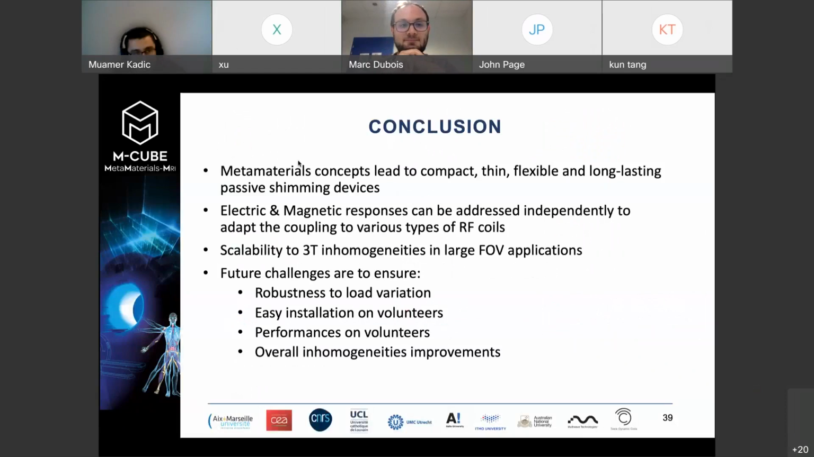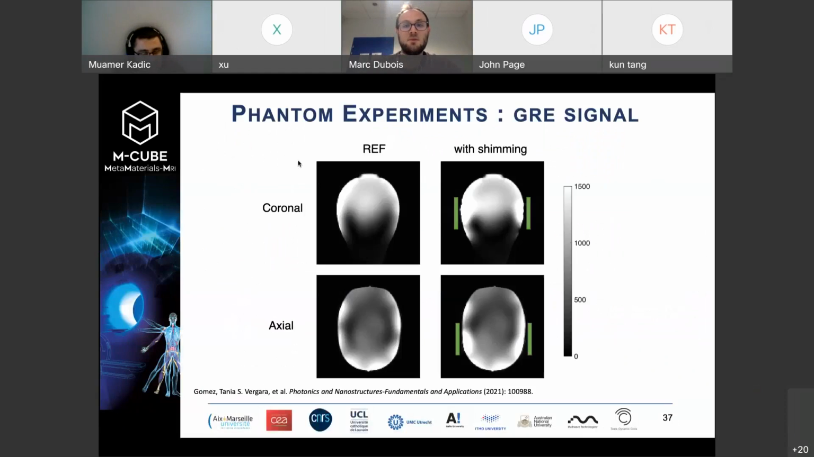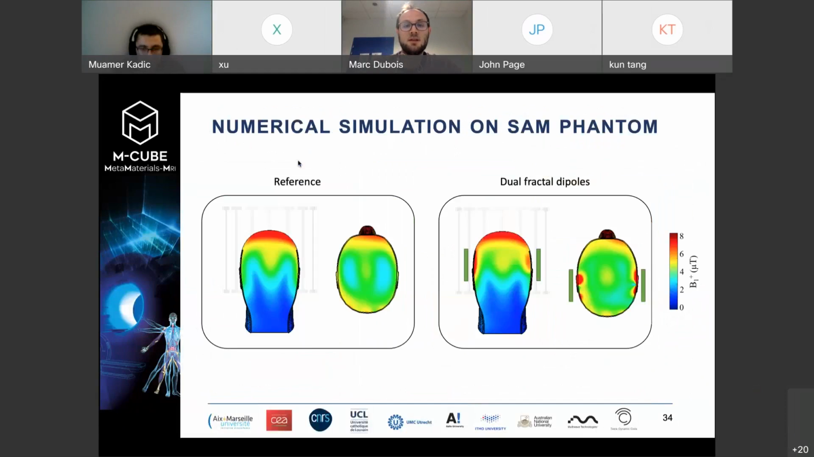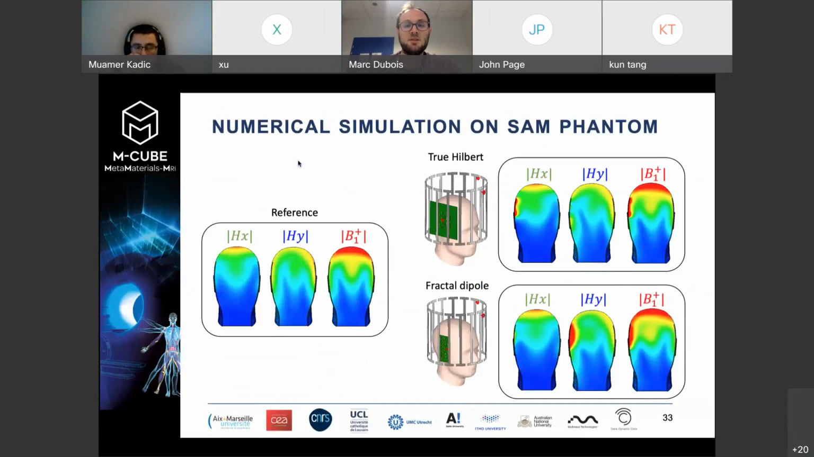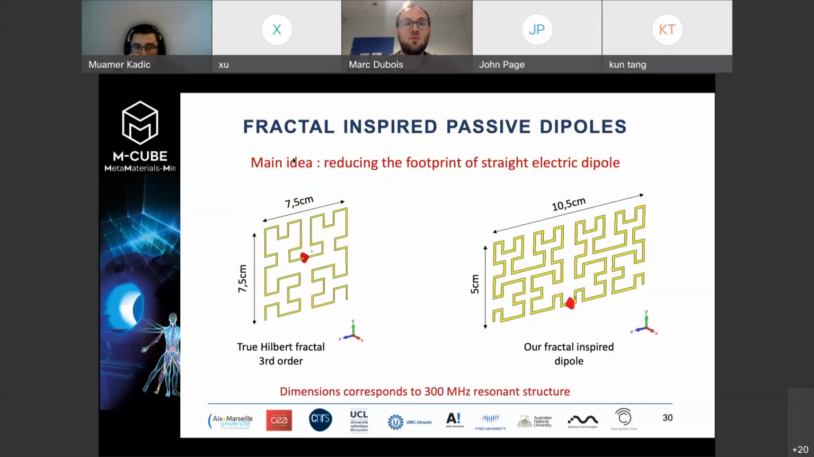There is something I could not get. Maybe you explain it, but I'm not really in the field. So what is the importance of the fractal inside of your design? So mostly the fractal is you need to find a way here to reduce the footprint.